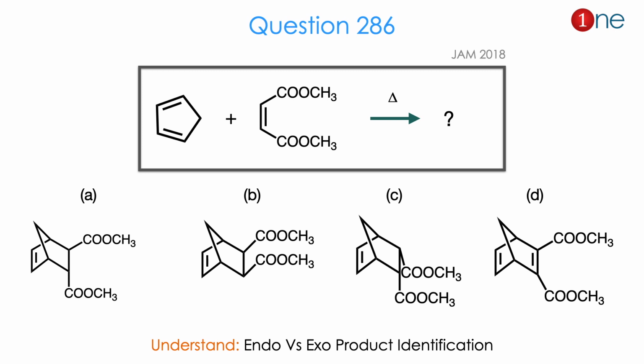4 products are given. The 4 products differ in the double bond and the position of COOCH3. Whether both COOCH3 are cis to each other, or trans to each other, or cis endo position, or cis exo position, or a new extra double bond is formed. So 4 different products are suggested here. From the starting material and the 4 different products, you might realize the question is really about endo versus exo product identification. The answer is C. Let us see how.